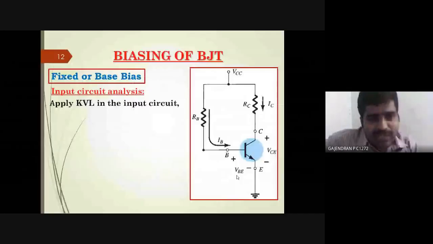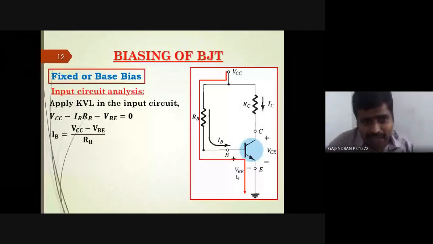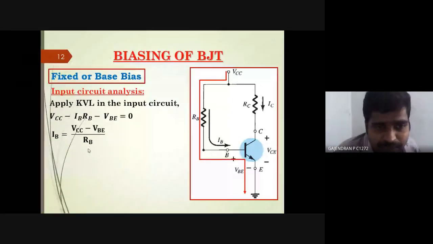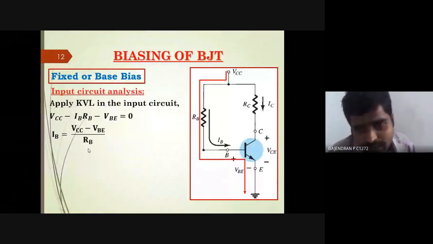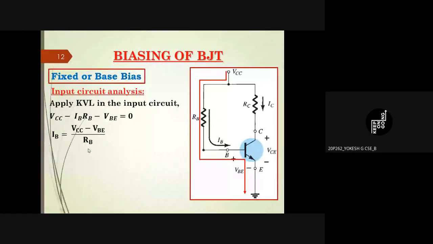Now I am going to rearrange the equation. Thereby, I am going to get the base current alone. So IB in terms of VCC and VBE and RB value. Okay, sir?